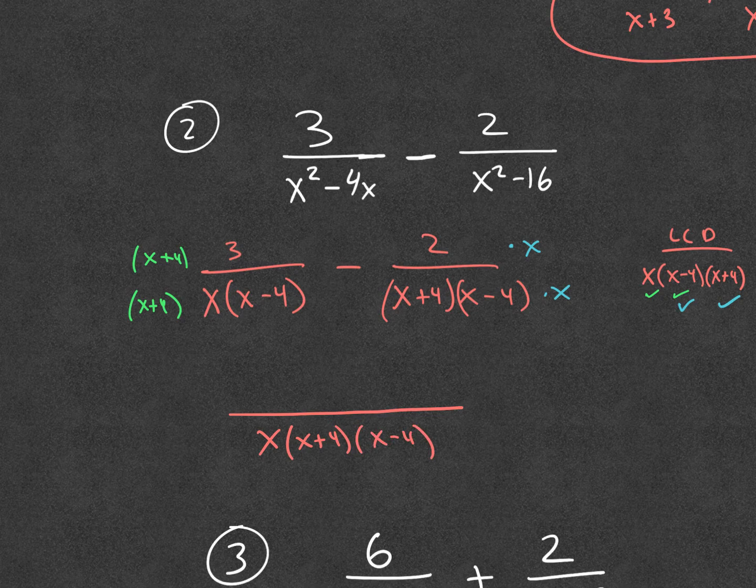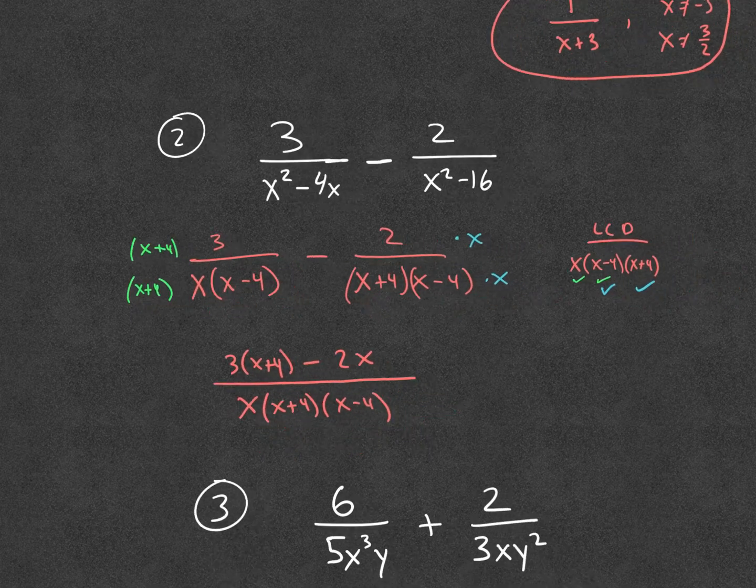And in my numerator, we have 3 times x plus 4 minus 2 times x. In this case, it's kind of nice, we don't have to worry about parentheses. Remember, when you're subtracting, make sure you subtract everything from the second fraction, so use parentheses if there's more than one term there.